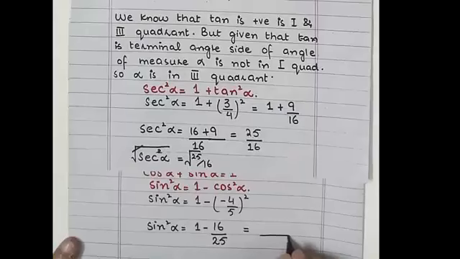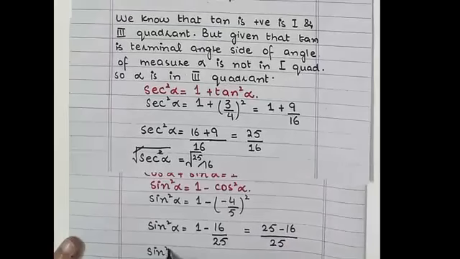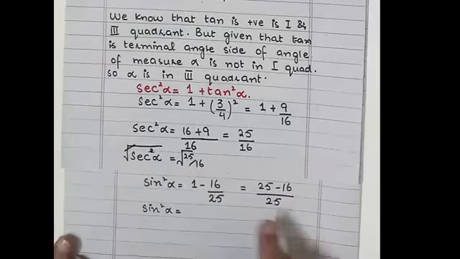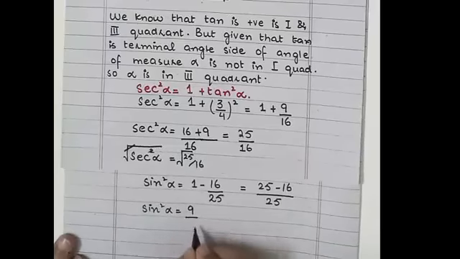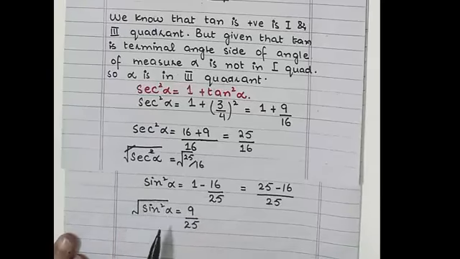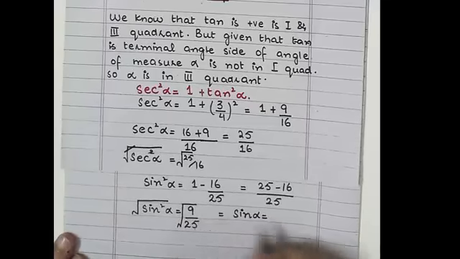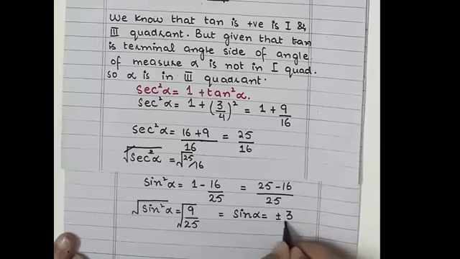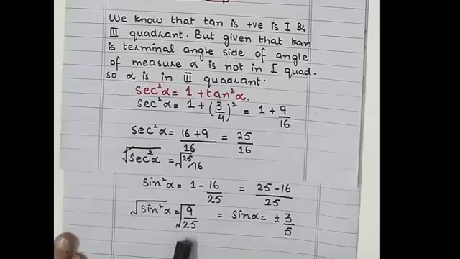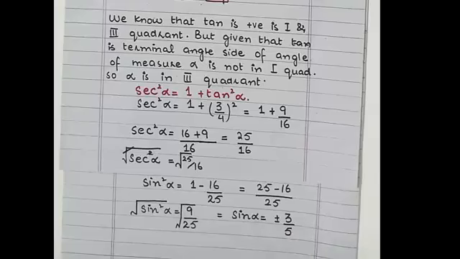25. Taking the LCM, which is 25, we have 25 minus 16. So sin square alpha is equal to 25 minus 16, which is 9, 9 over 25. Now taking the square root, because we want only the value of sin alpha, sin alpha is equal to plus minus 3 over 5. The square root of 25 is 5 and the square root of 9 is 3. Also sine is negative in the third quadrant, so we will ignore the positive sign and will write only the negative sign.